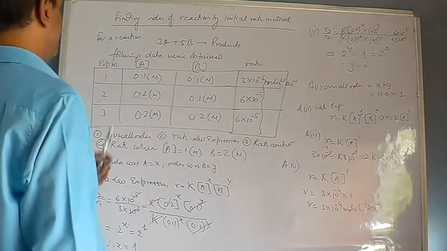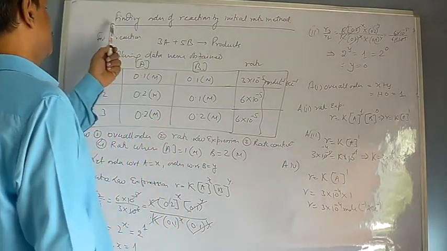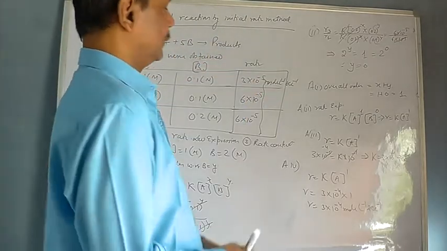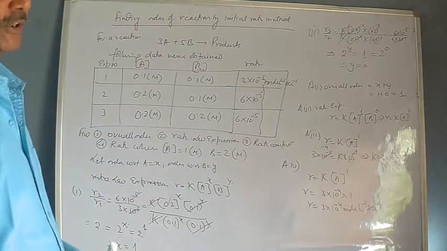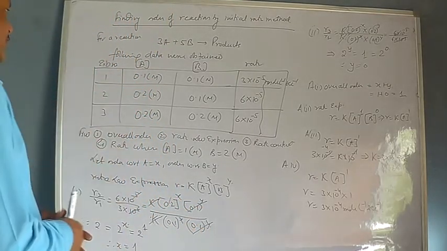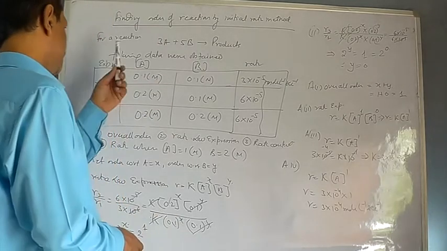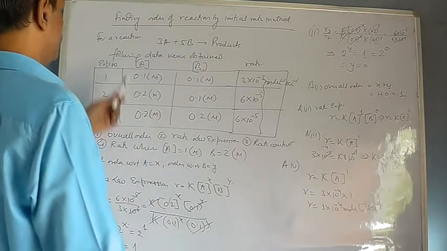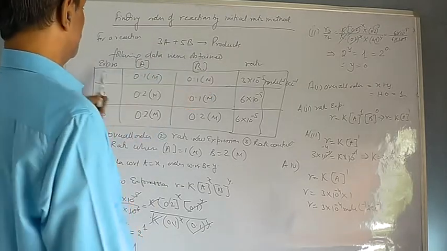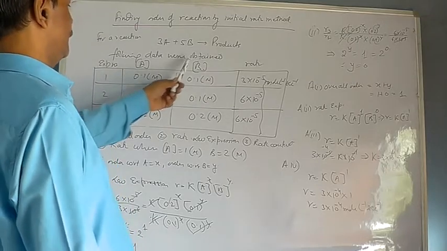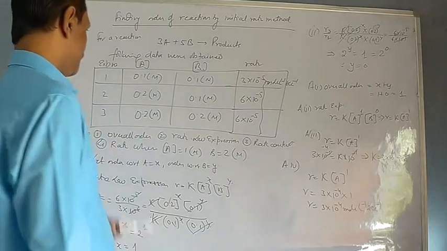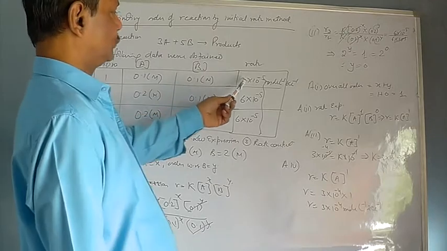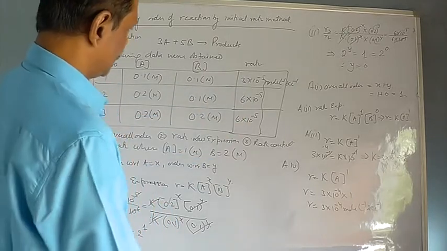Now class, we are going to find the order of a reaction by the initial rate method. See the heading: finding order of reaction by initial rate method. Just now I told you that the order of the reaction can be calculated by experimental method only. So we have done one experiment and we have got the following data. For a general reaction 3A plus 5B giving product, the following data were obtained: experiment number, molar concentration of A, molar concentration of B, and rate. In experiment 1, we have taken A as 0.1 molar, B as 0.1 molar, and the rate was found to be 3 into 10 to the power minus 5.